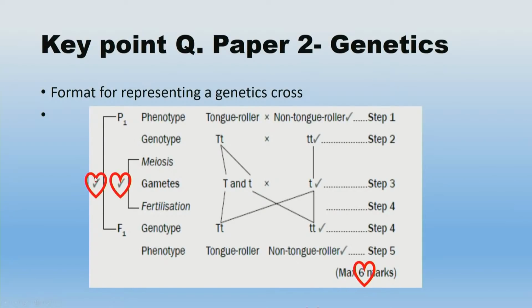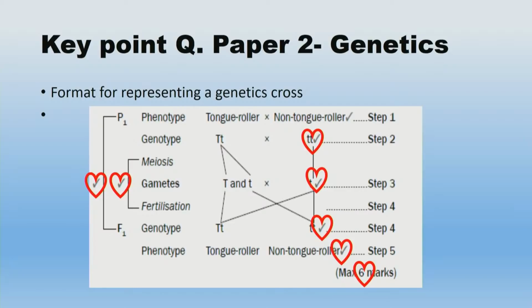The genetic cross, quickly just to show you where we allocate the marks. P1 is on top and F1 is on the bottom. The P1 must have the phenotype, it must have the genotype. The F1 again, it must have the genotype, it must have the phenotype. And I'm saying this irrespective of what they ask.